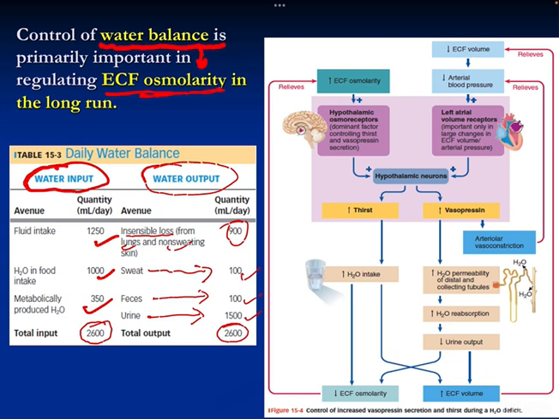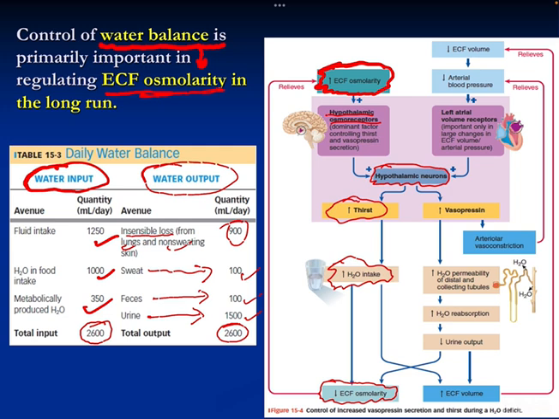Now let's talk about this flow chart. With the increase in osmolarity by any condition like severe dehydration, the hypothalamic osmoreceptors get activated, which stimulates the hypothalamic neurons and stimulates the thirst center in the hypothalamus. So this thirst stimulation will increase the water intake, and this water intake will decrease the extracellular fluid osmolarity.